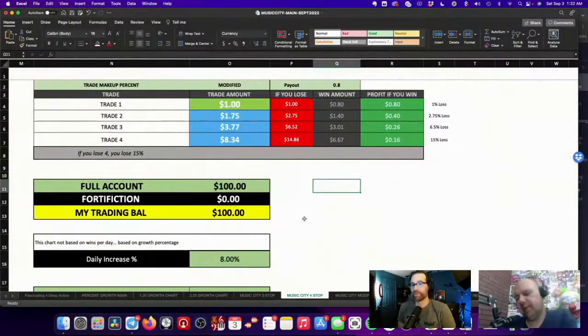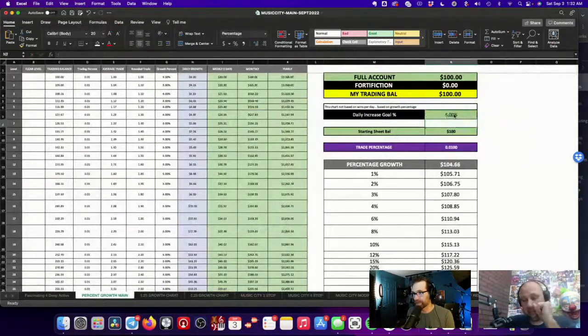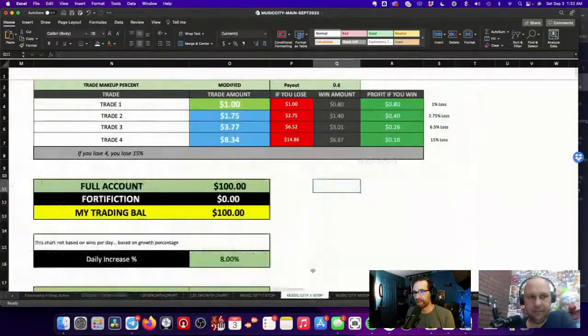Every time you blow a fourth trade, you're going to get knocked back. If you're doing, let's make it even 5%, so 5% a day, and if you lose four in a row, you're literally going to lose 15%, which is 3 days.